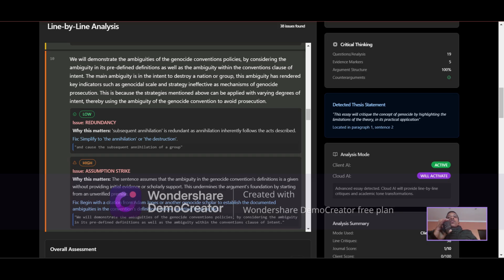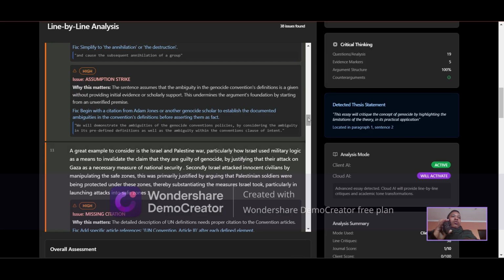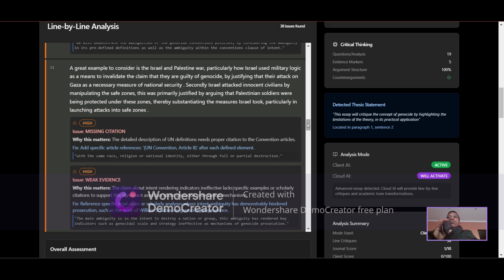It says the sentence assumes that the ambiguity in the genocide convention's definition is a given without providing initial evidence or scholarly support. It will show you all your weaknesses, all your shortcomings throughout the entire application. I think that's why this product is so different and there's nothing like it. Obviously you'll get missing citations and whatever. It's checking for all those other things, but this is where the money is.